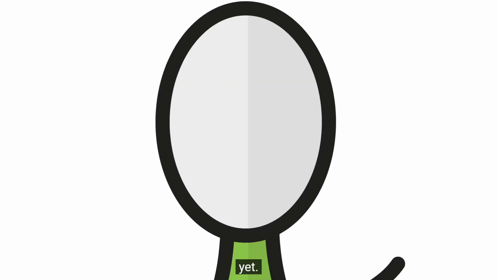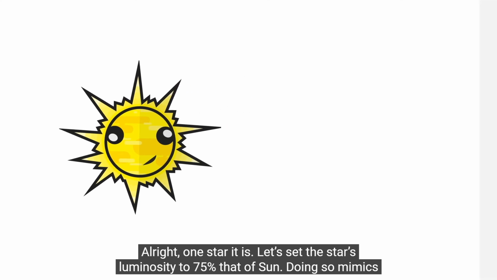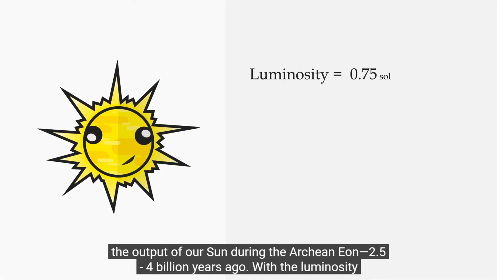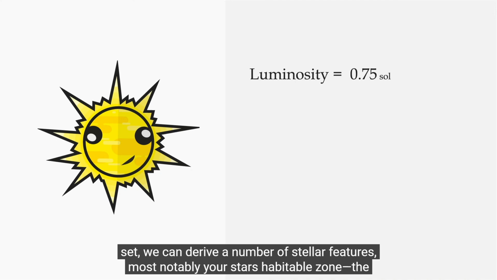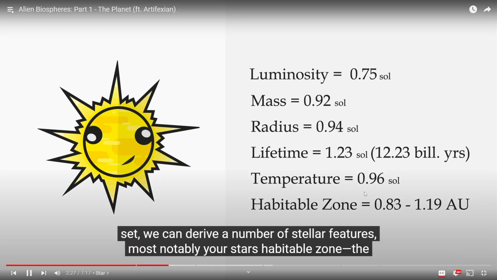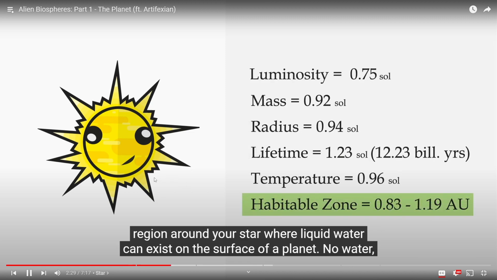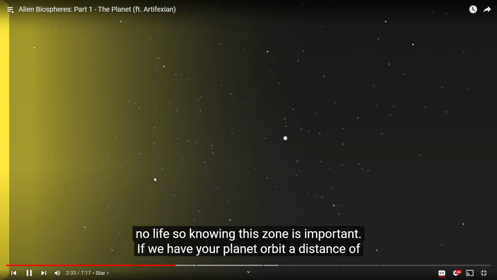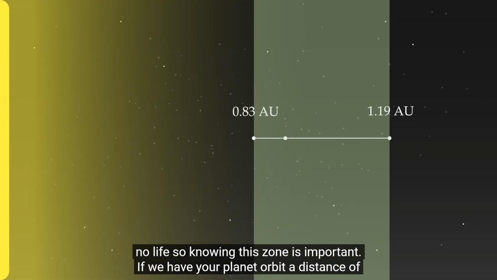At least not yet. Alright, one star it is. Let's set the star's luminosity to 75% that of the Sun. Doing so mimics the output of our Sun during the Archean Eon, 2.5 to 4 billion years ago. With the luminosity set, we can derive a number of stellar features, most notably the star's habitable zone, the region around your star where liquid water can exist on the surface of a planet. No water, no life, so knowing this zone is really important.